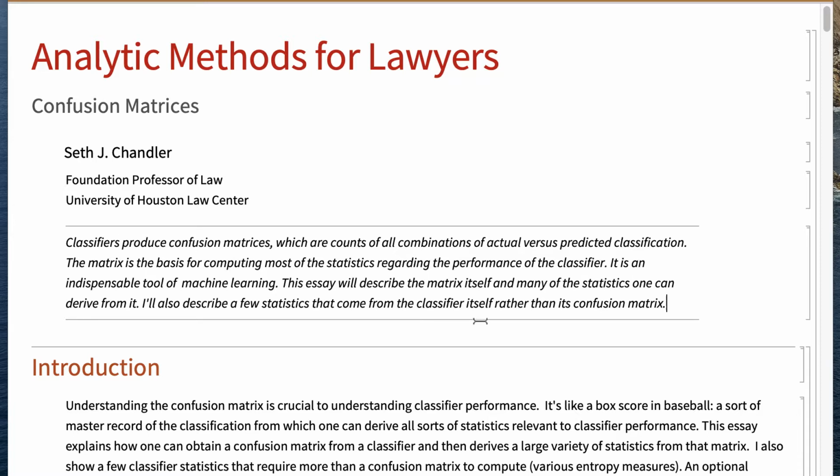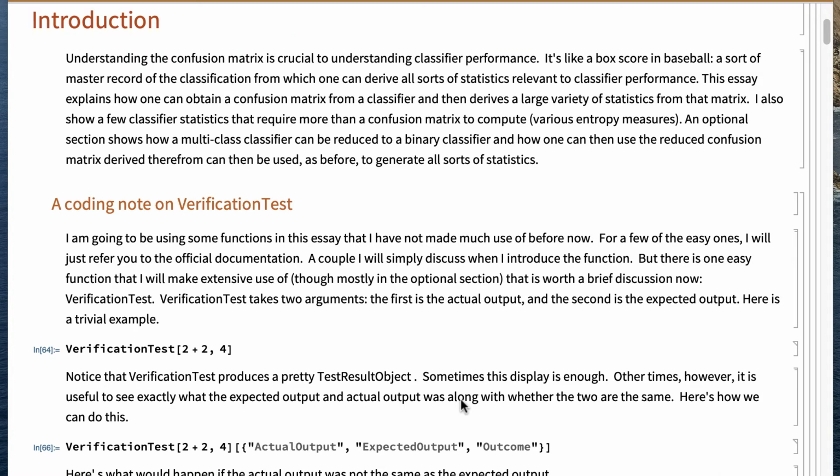What I'm going to do in this essay is describe the confusion matrix, many of the statistics you can derive from it, and also a few statistics that we get from the classifier itself and that don't come directly from the confusion matrix. You can think of the confusion matrix as a little bit like a box score in a baseball game or a similar thing in a football or soccer match. It's sort of a master record of what the classifier has found, and you can use it to find all sorts of interesting things. I'm going to focus here on a binary classifier, one where there are only two classes, like true and false, or died and survived.